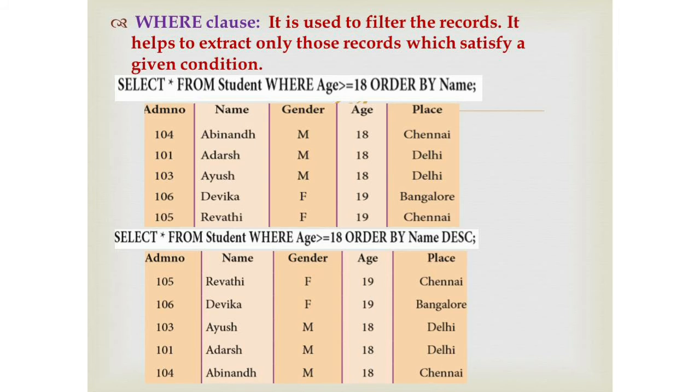To display the list of students in the descending order of their names, for students of age 18 and above, the command is SELECT * FROM student WHERE age >= 18 ORDER BY name DESC. DESC means it will arrange the column data in descending order. Now look at the same example. It's arranged in descending order: Revati, Devika, Ayush, Adarsh, Abhinand. Descending order, right? The age is also greater than or equal to 18.